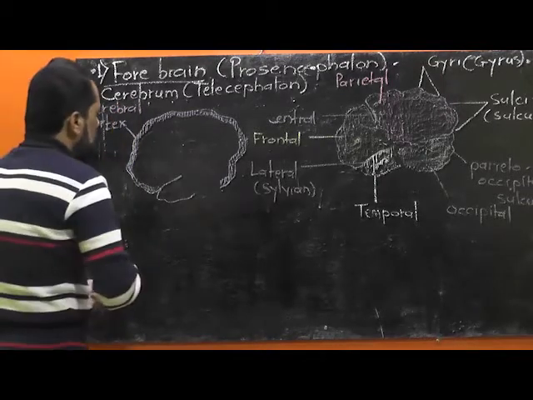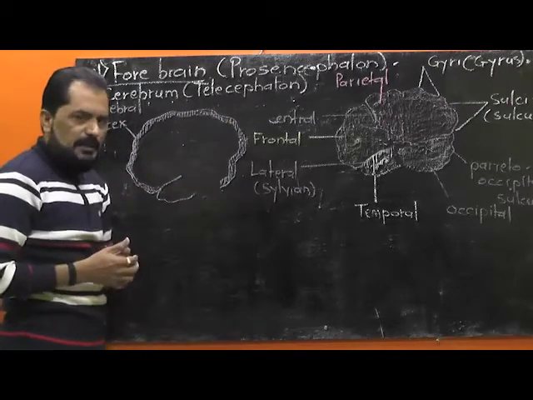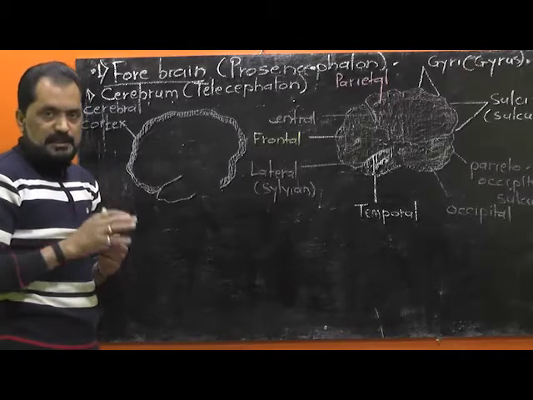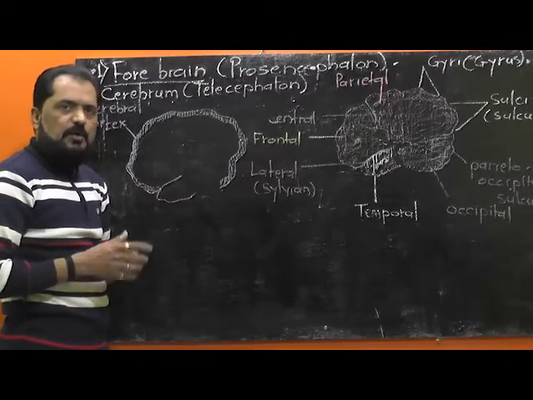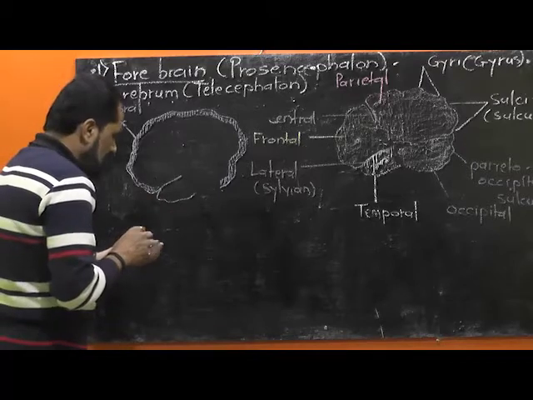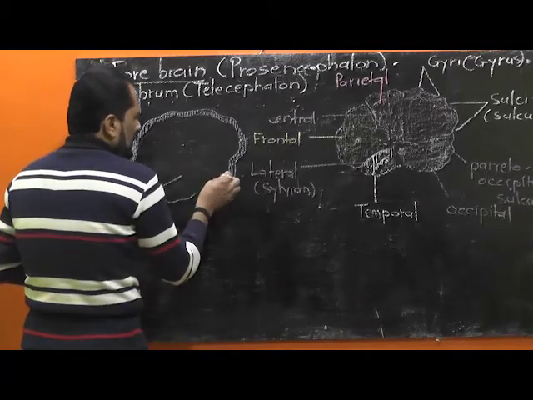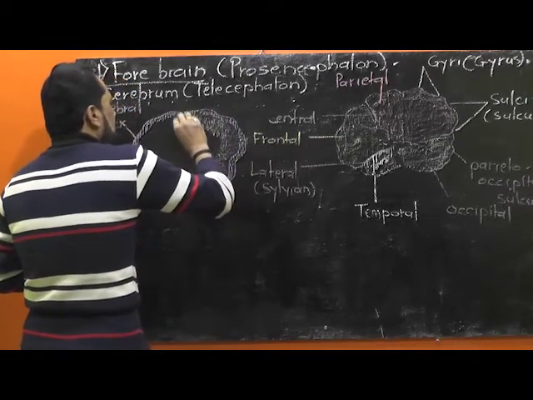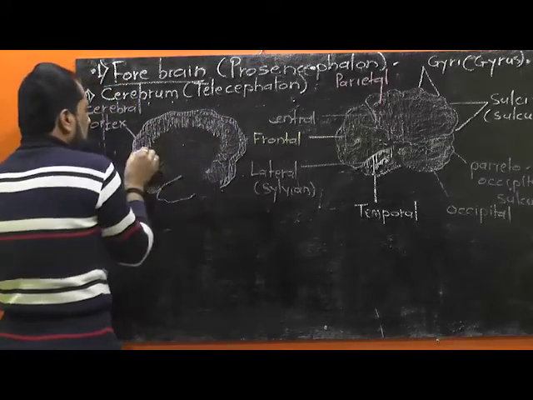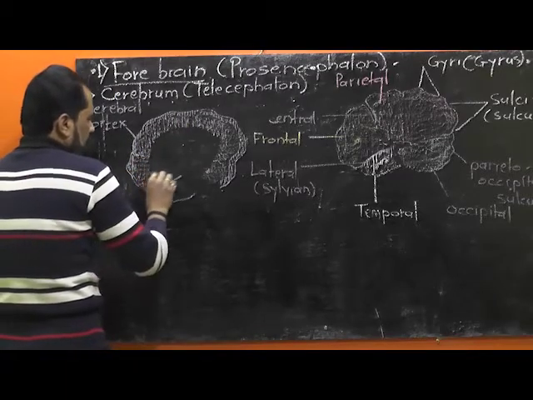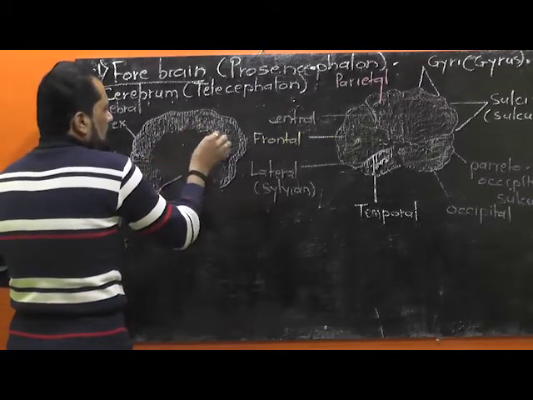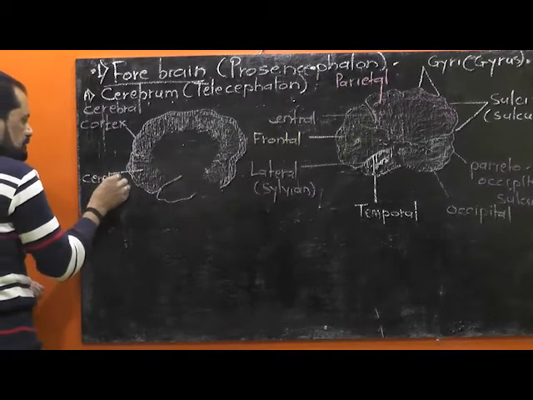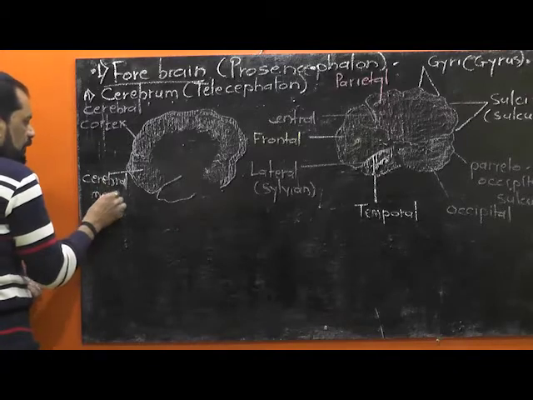The outer part, the peripheral part of the cerebral hemispheres, is called the cerebral cortex, and it is made up of gray matter. What is gray matter? Already we have discussed. While the internal part of the cerebral hemispheres is known as the cerebral medulla and it is made up of white matter. Look, here I am going to show. Here is the cerebral medulla. It is made up of white matter.